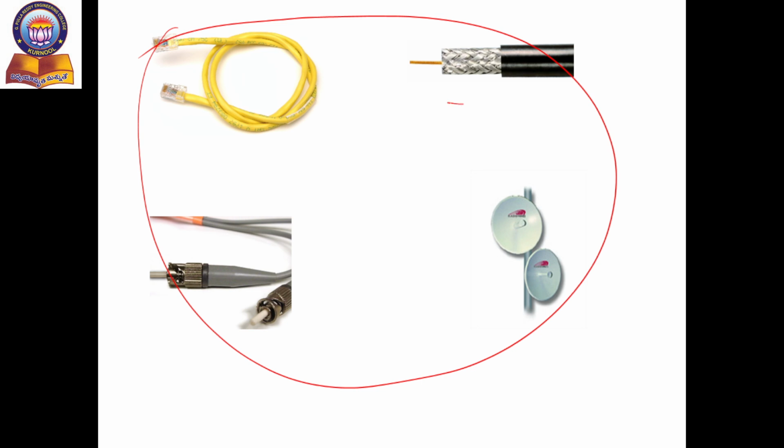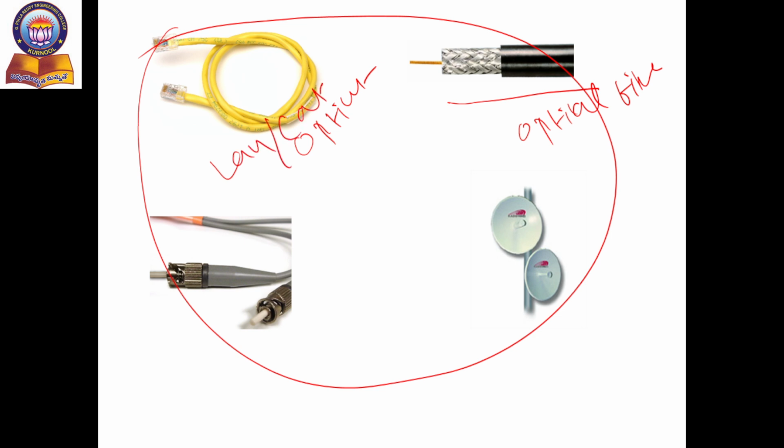The first one is a twisted pair cable. Sorry, this one is an optical fiber cable. And this is also one type of cable that comes under the usage of communication. This also comes under optical fiber. We generally name it a LAN cable or CAT cable, but it comes under the category of optical fiber only. And this is a wireless transmission. And there is one more thing, there is a twisted pair also.